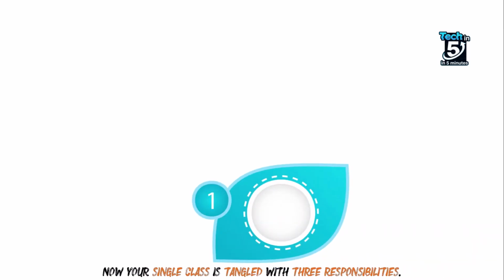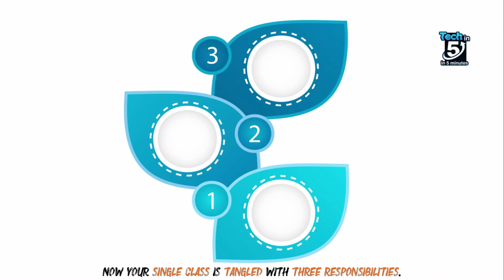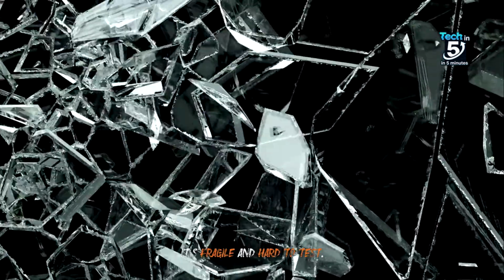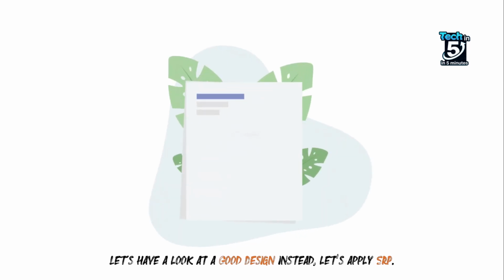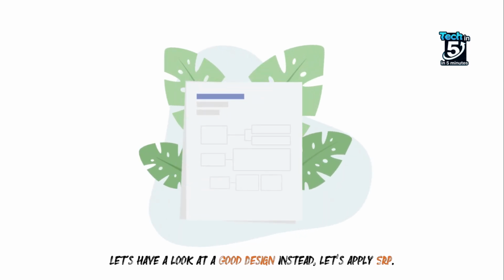Now your single class is tangled with three responsibilities. It's fragile and hard to test. Let's have a look at a good design instead. Let's apply SRP.